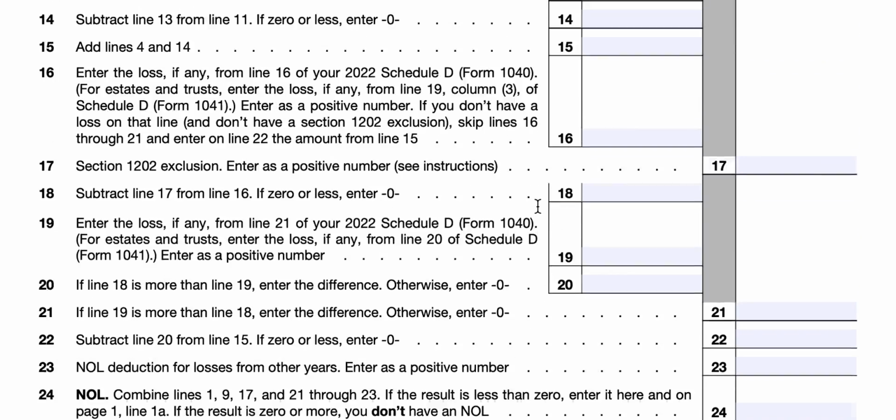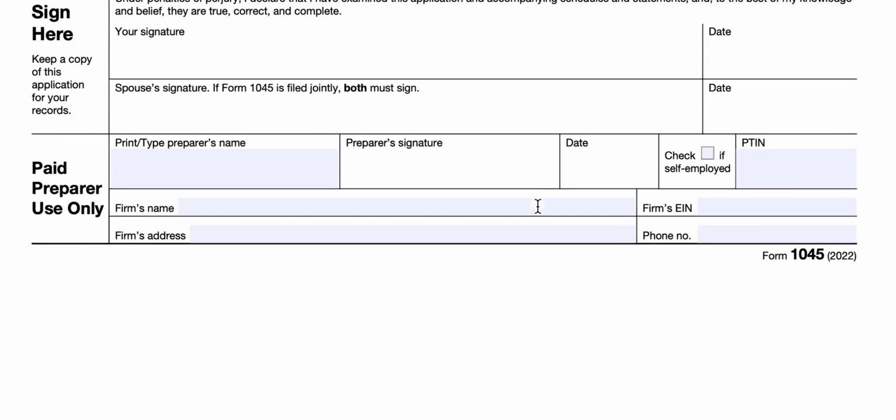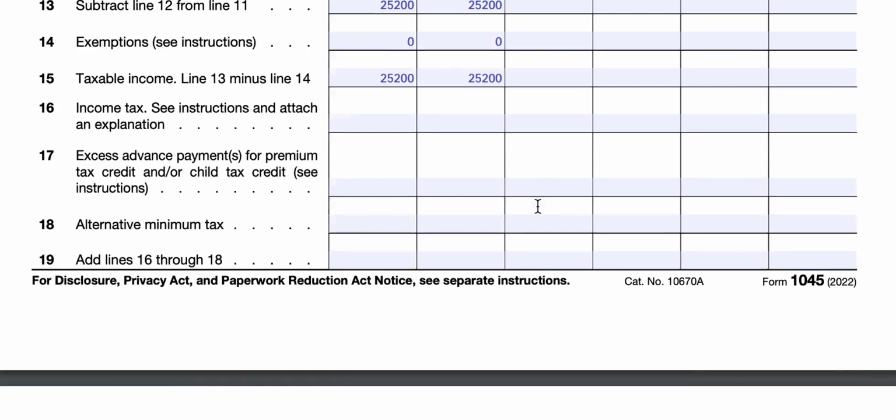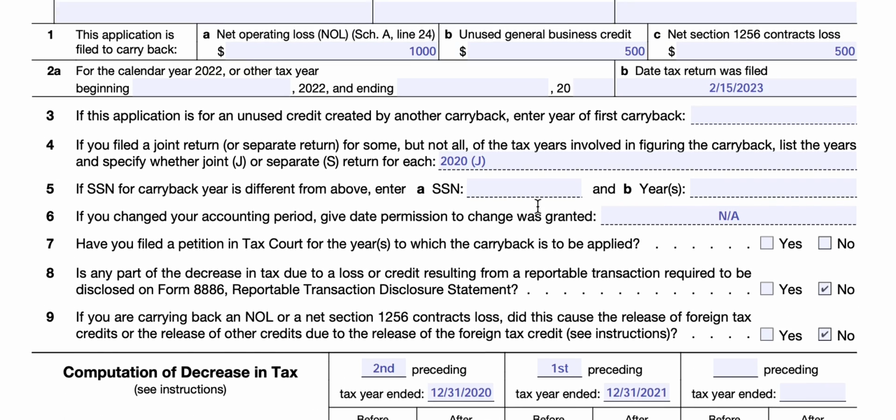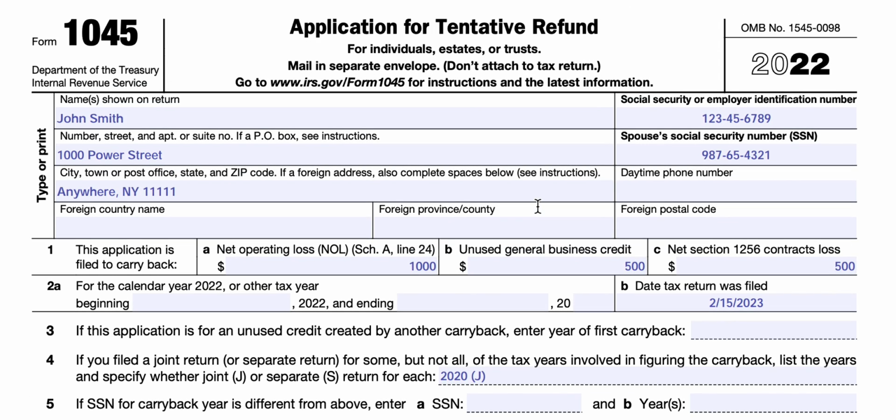We'll go through this step by step. Not all of these will apply to most tax situations. In fact, it would be very rare that everything that could apply actually does apply. So we'll walk through that step by step.